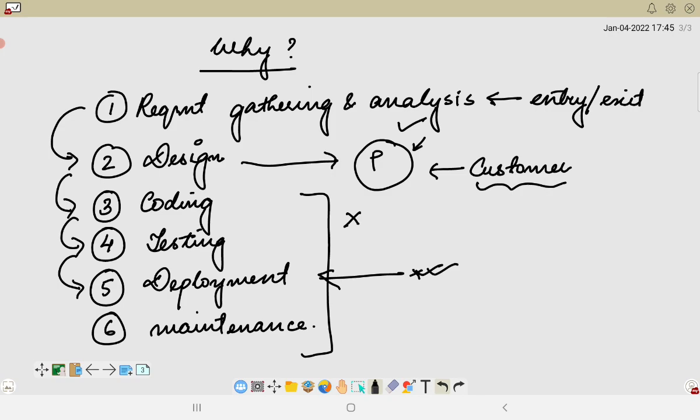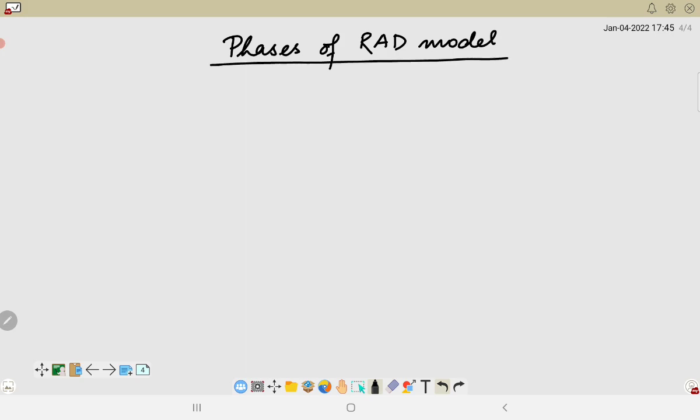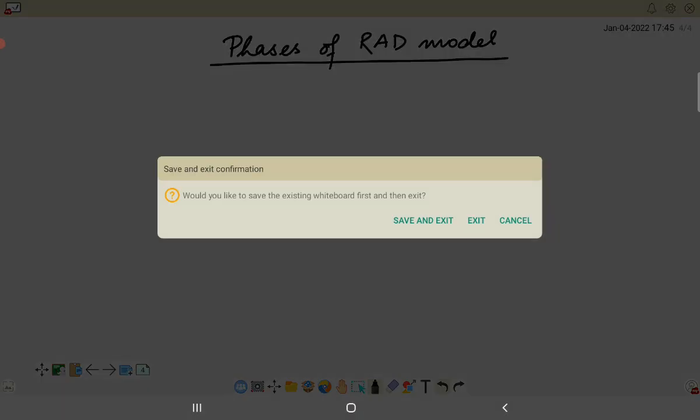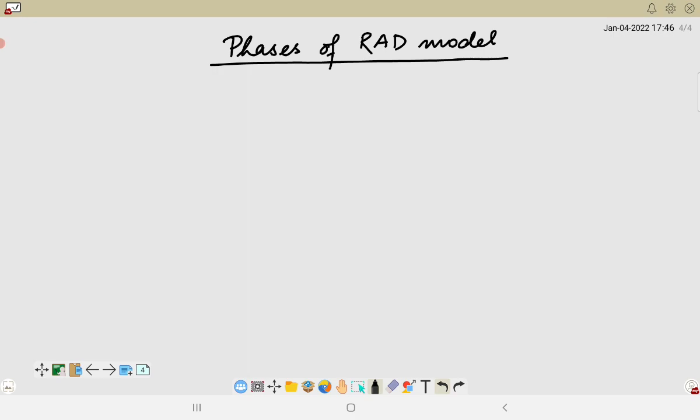Also, there are other stages which we will be discussing, the phases of the RAD model, which will focus on how the rigidity of the phases is overridden in this case. Okay, so let us first check the different phases of the RAD model. This also has several steps occurring in a linear manner. However, they have different names and different functionalities.